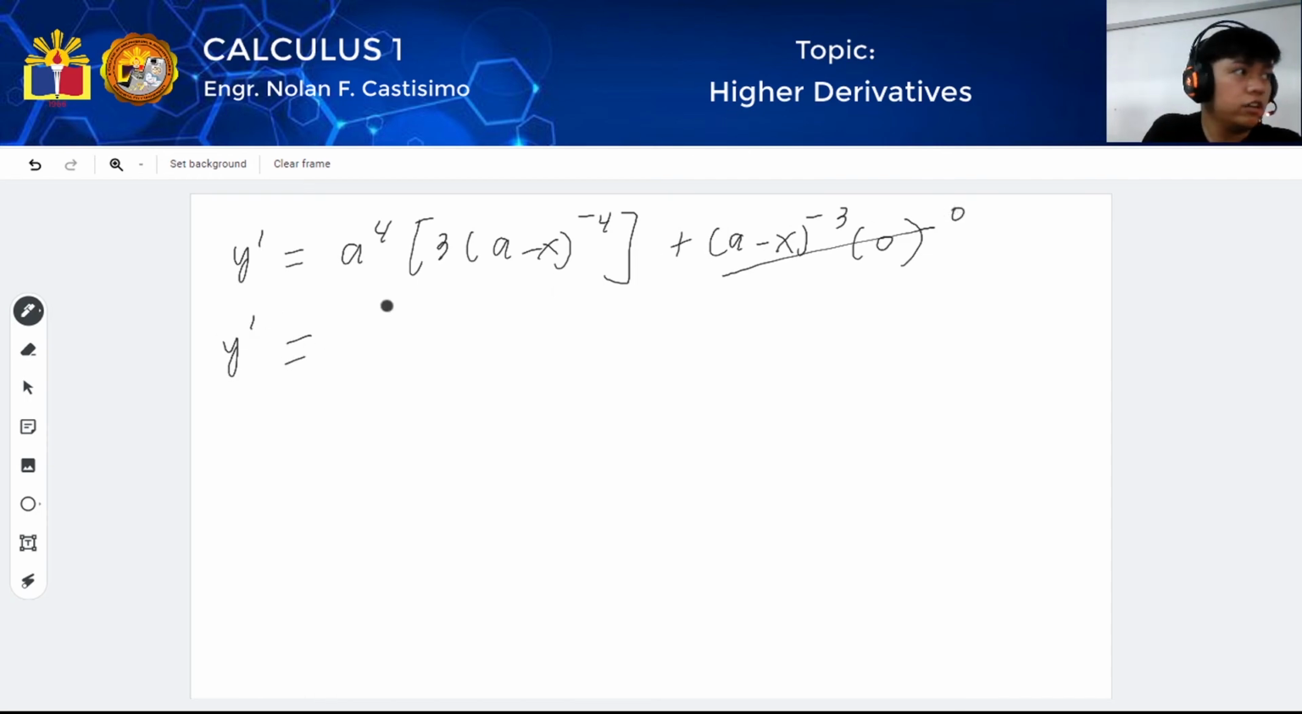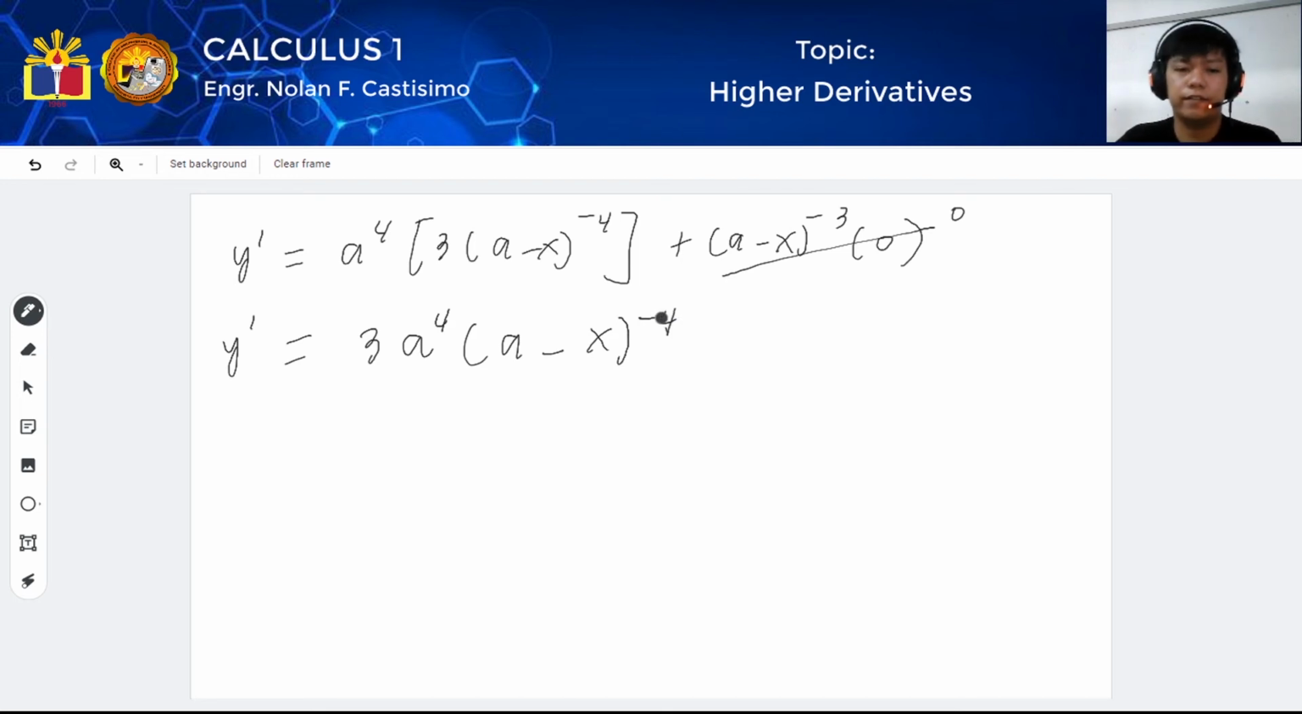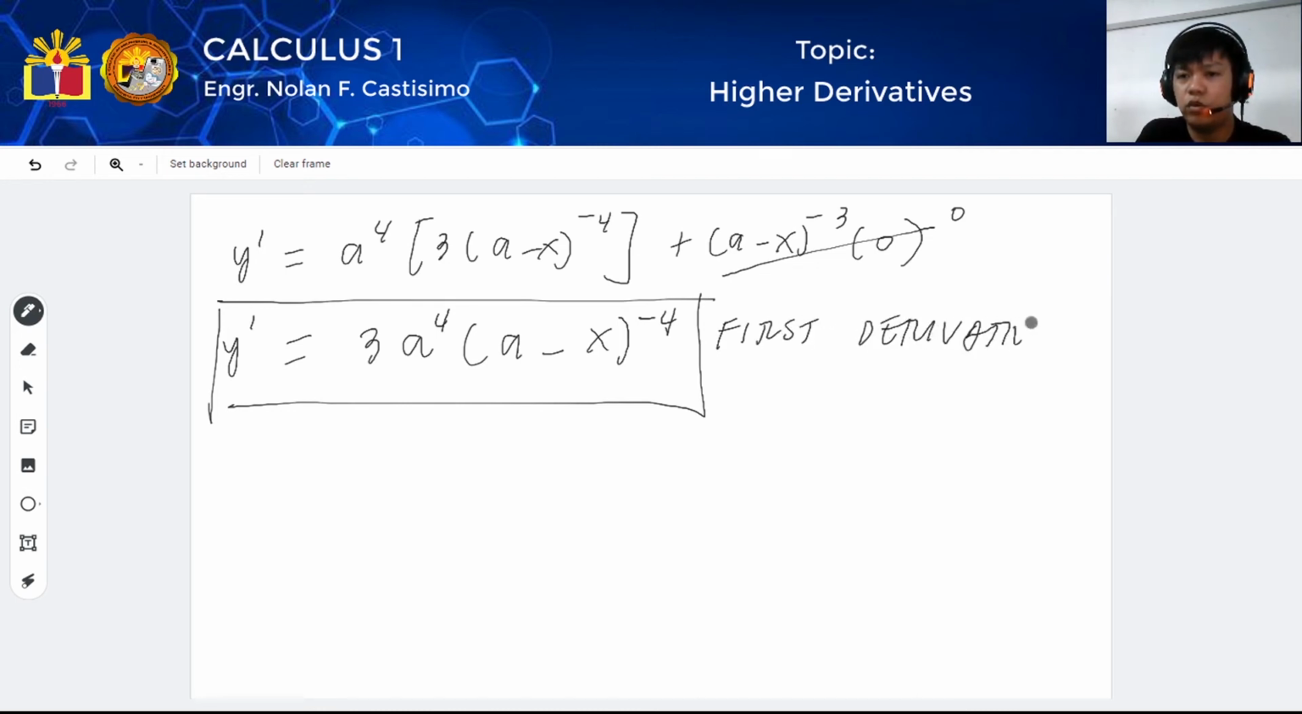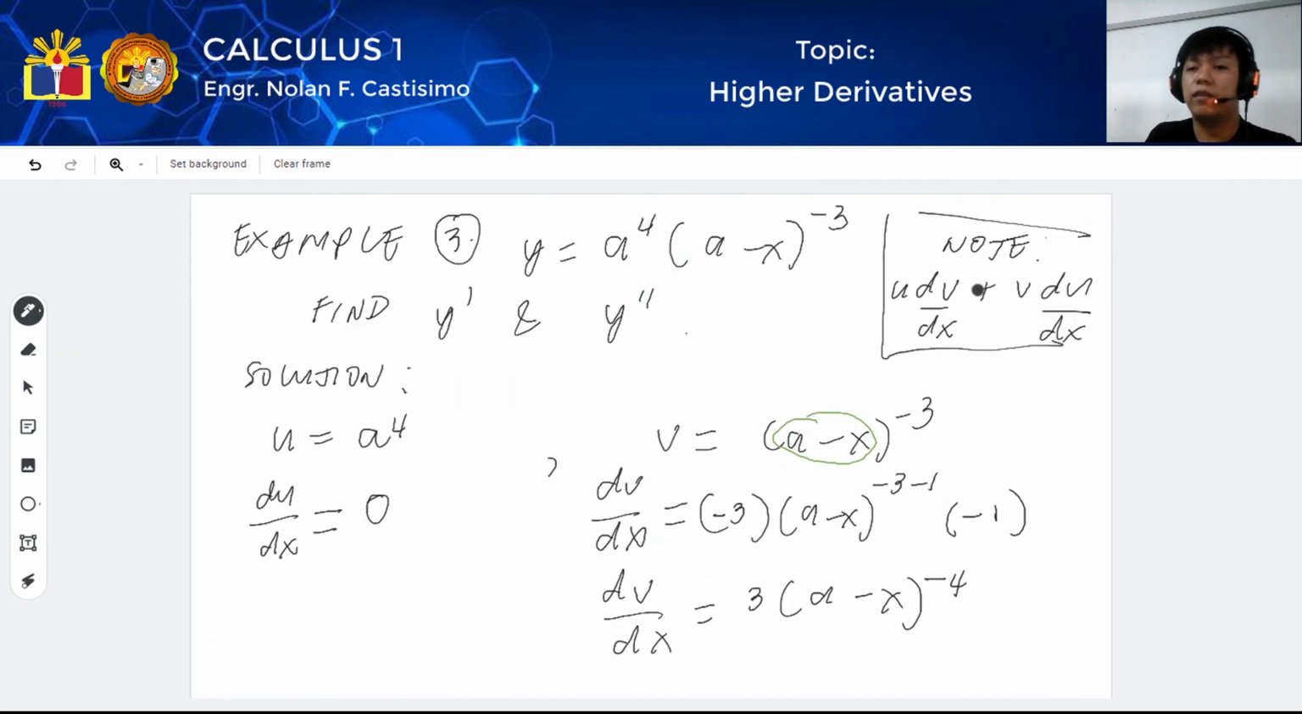And ito naman is distribute lang natin. So, we now have a raised to 4 times 3. We now have 3a raised to 4 times a minus x raised to negative 4. Ayan. So, ito na. I-box na natin to kasi isa na to sa ating final answer kasi hinahanap yung first derivative. So, ito yung first derivative natin. First derivative. Now, kukunin na natin yung second derivative by differentiating this first derivative. So, gagamitin ulit natin yung formula natin ng derivative of a product.